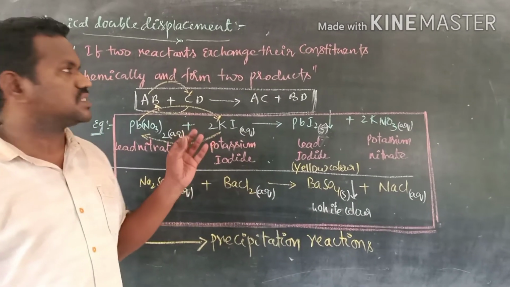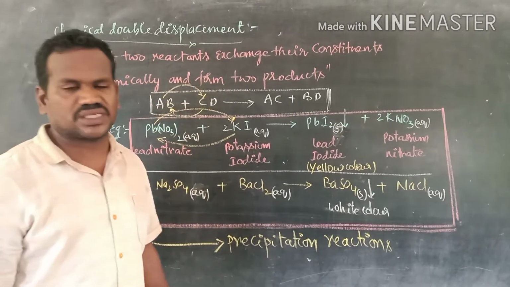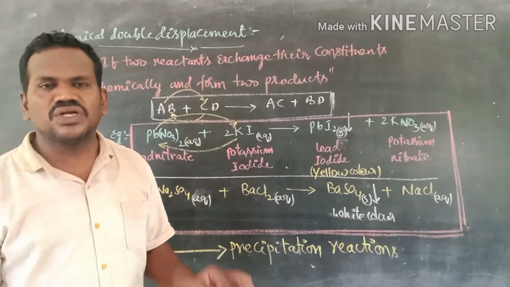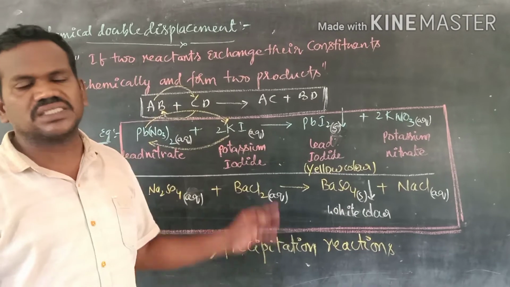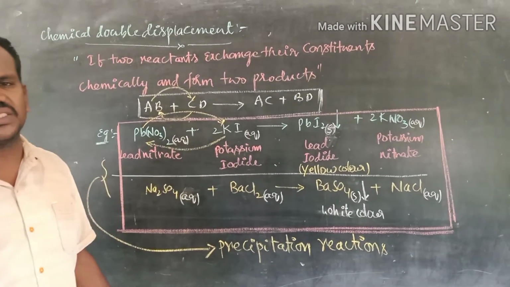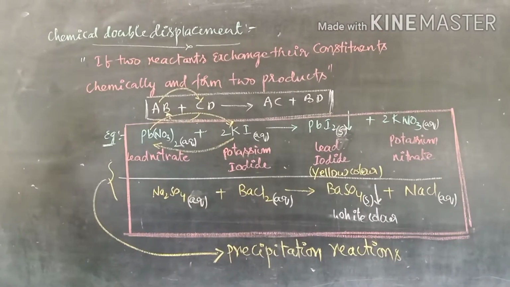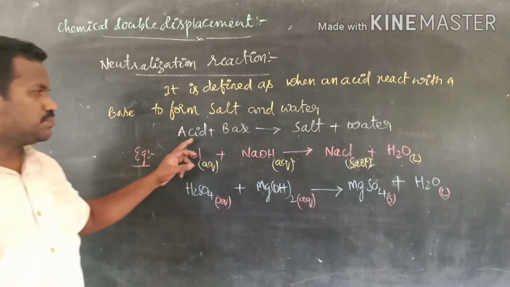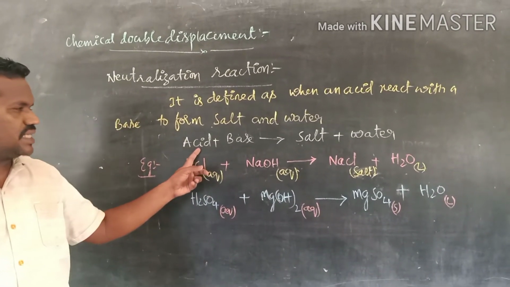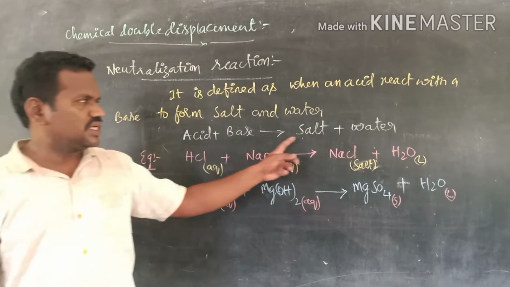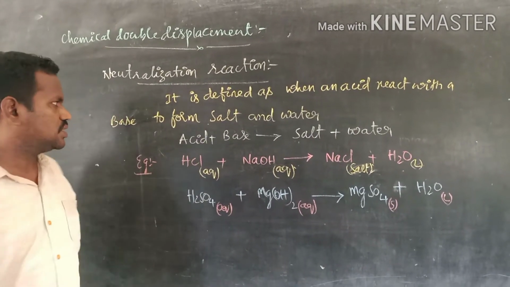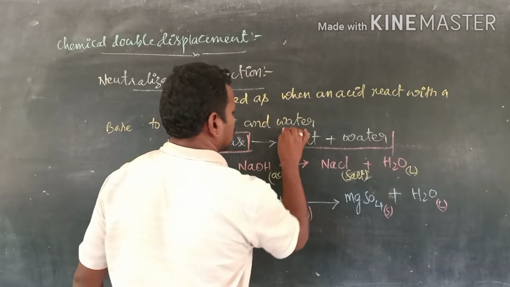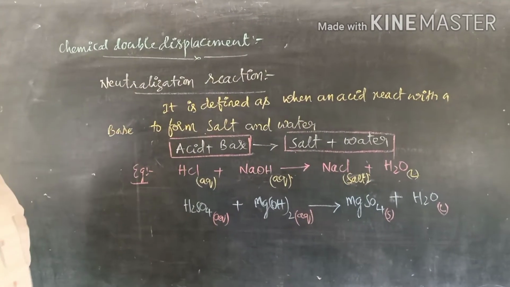Generally, precipitation reactions are double displacement reactions. One example of a double displacement reaction is a neutralization reaction. Let us discuss what is a neutralization reaction with some examples. See, neutralization reaction. Whenever an acid is reacted with a base, it forms salt as well as water. So the reactants are acid and base and the products are salt and water. Such a reaction is said to be a neutralization reaction.